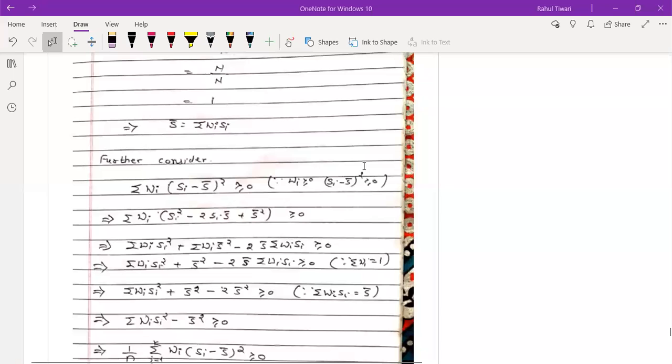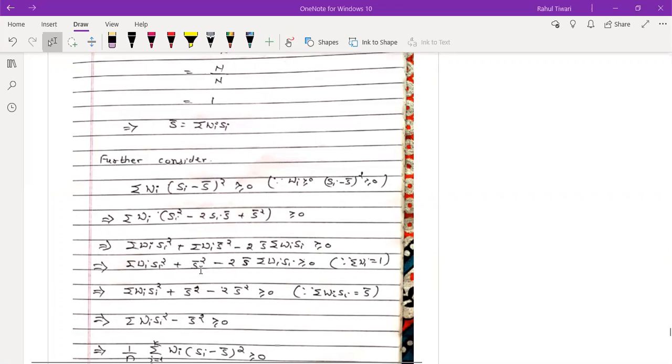Both are positive. I know this condition. If I know this condition, one can easily say summation WI (SI minus S bar) whole square is positive. Apply (A minus B) whole square: SI square minus 2 times SI S bar plus S bar square greater than or equal to 0. Simplify the terms, multiply, and once you multiply, you get this statement.